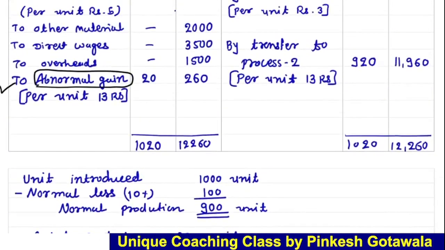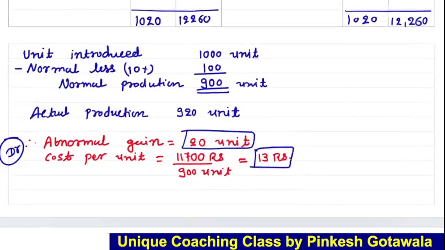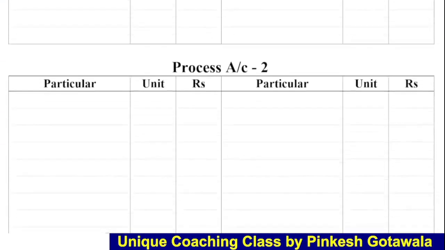So our first process is over. Now come to the second process, process number 2. First of all we have to transfer this to process 2, right? The closing balance we got in process 1, we will transfer it to process 2. So first of all let's give that effect: 920 units at the total amount 11,960 in process 2.